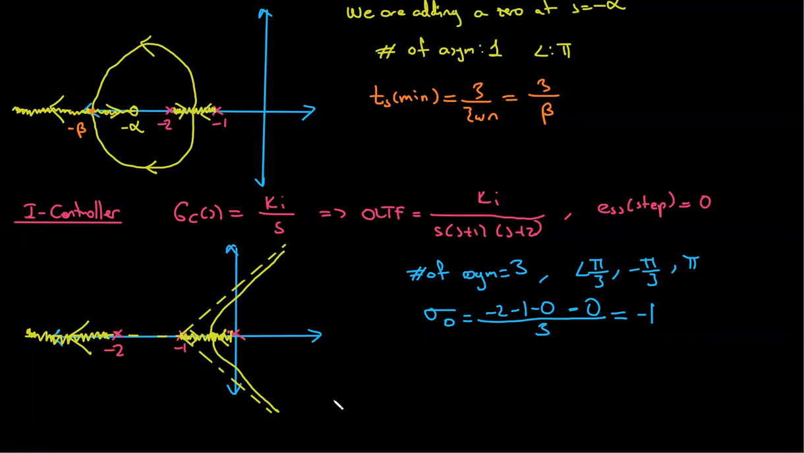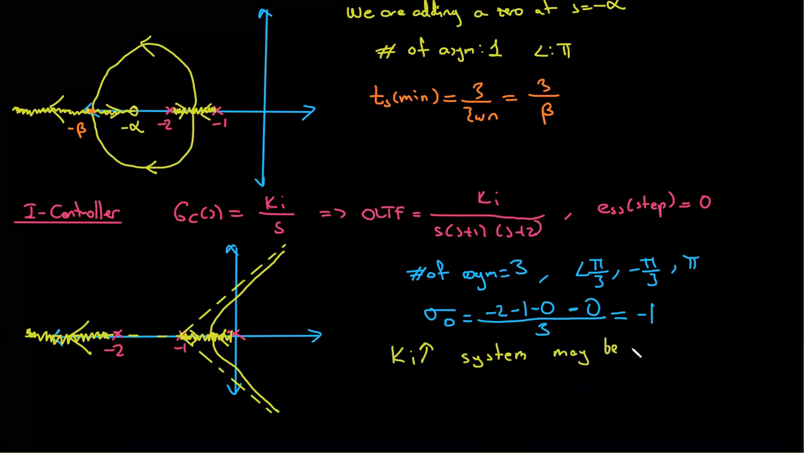So what is the main problem here with the I controller when you look at the root locus? Stability. Exactly. So if I increase Ki, then the system may be unstable, right? So if I increase Ki, the system may be unstable.